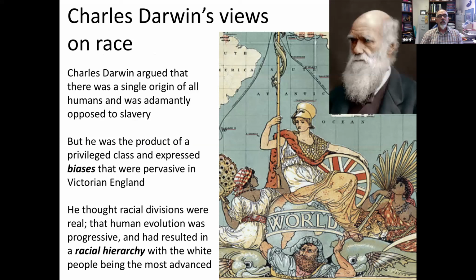Charles Darwin, arguably, well, I would say not arguably, the most important biologist of all, argued that there was a single origin of all humans, and he was adamantly opposed to slavery. But he was a product of his time. Victorian England in the 19th century was at the pinnacle of its imperialist power. And many white male scientists looked around at other civilizations and saw them as being inferior. This led to an obvious conclusion, at least in their mind, that human evolution was progressive, and Darwin accepted a racial hierarchy with white people being the most advanced.